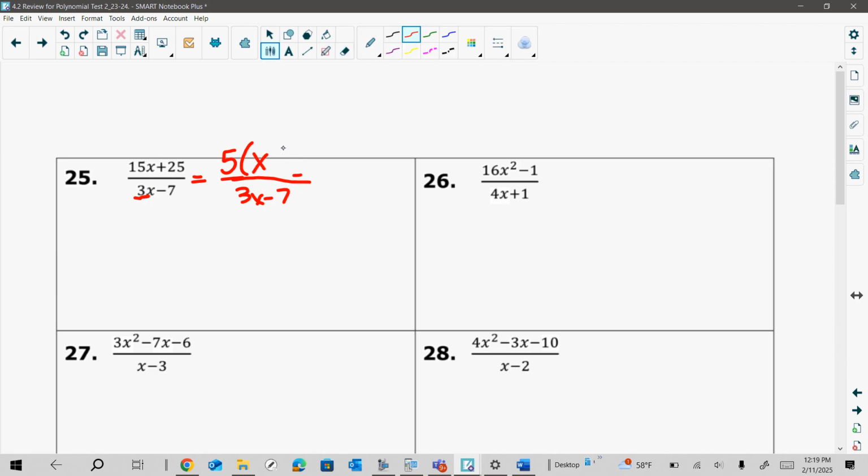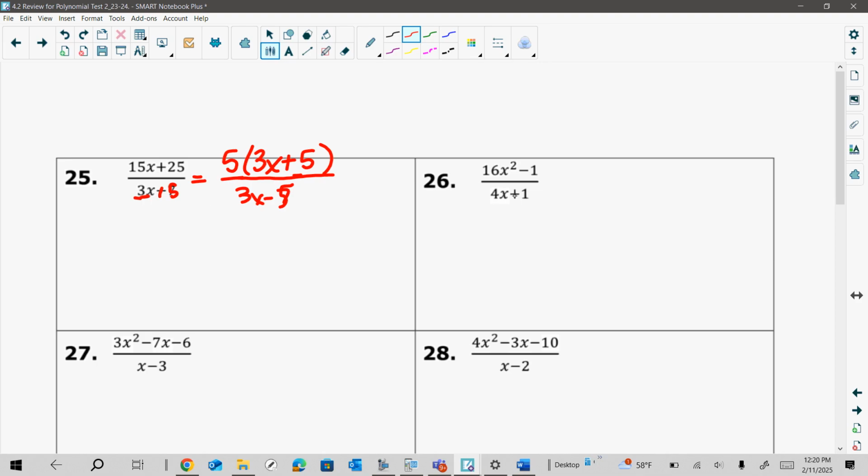Gives you 3x plus 5. Yeah, I think this is a typo. This is probably supposed to be plus 5. Because that's the only thing they have in common. Yeah, because 5 times 5 would give you 25. There's a typo on this one.